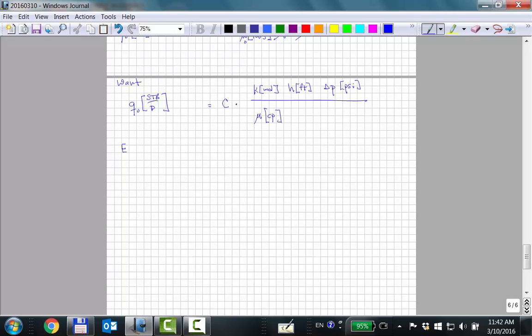Maybe it's easier to see if we actually put in numbers. So let's say that our permeability is 1 millidarcy, our thickness is 1 foot, and our delta P is 1 psi. We could put in 326 psi, but I'm just going to pick a number. And viscosity is 1 centipoise.